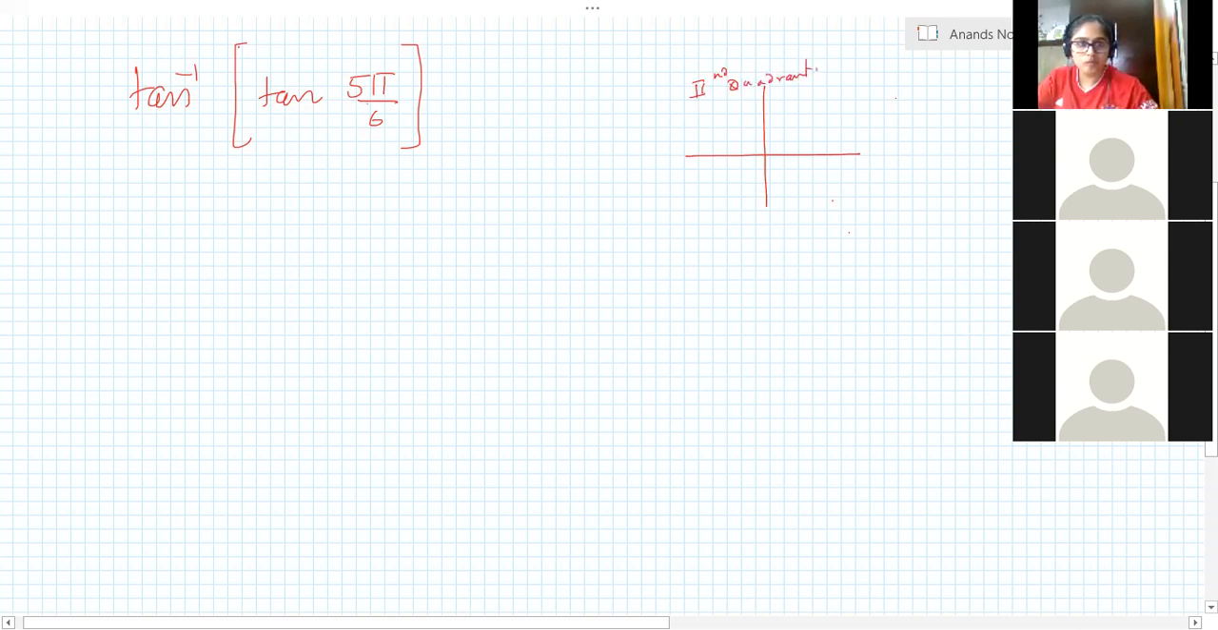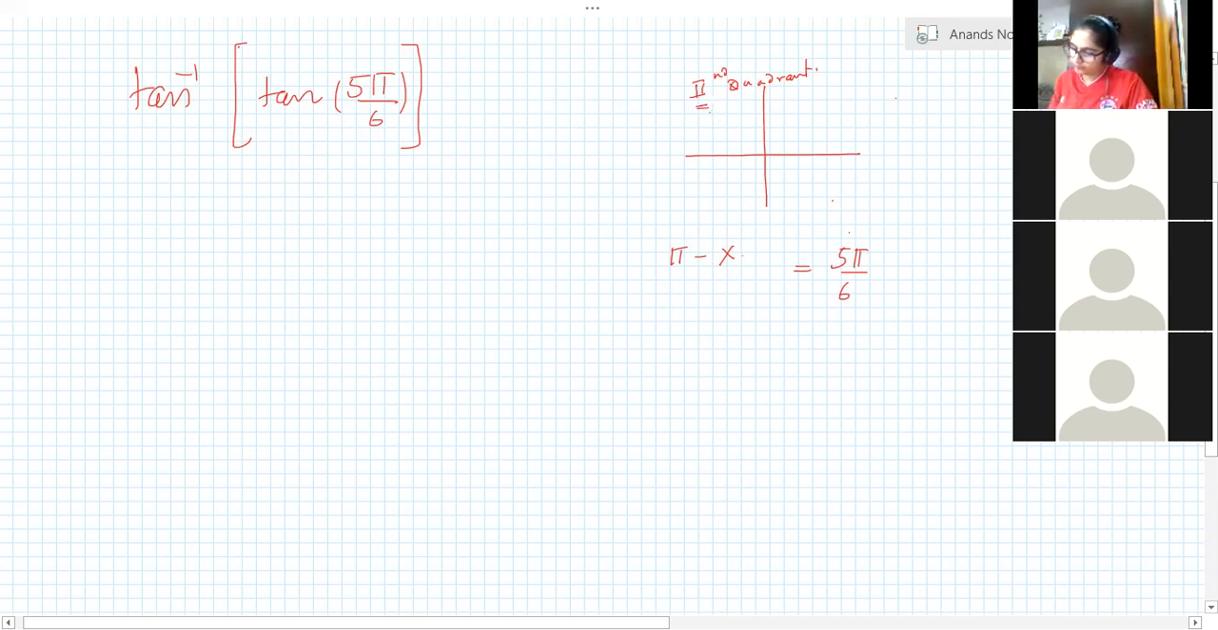See, this angle 5 pi by 6 is in the second quadrant. So if you want it in the second quadrant, you want to write 5 pi by 6 as pi minus theta. Are you able to follow this, Maria? You want this theta to be... 6 pi by 6 means pi, so 5 pi by 6 means less than pi. Less than pi means this is lying in the second quadrant.